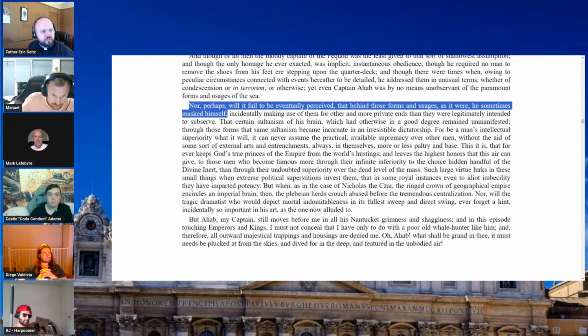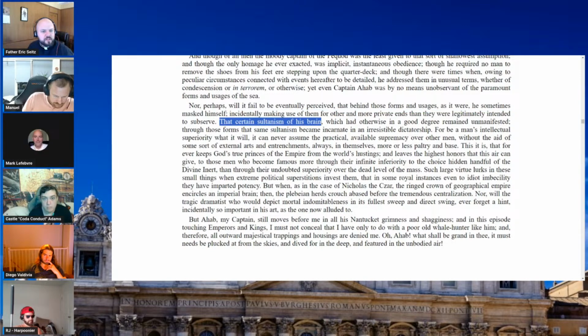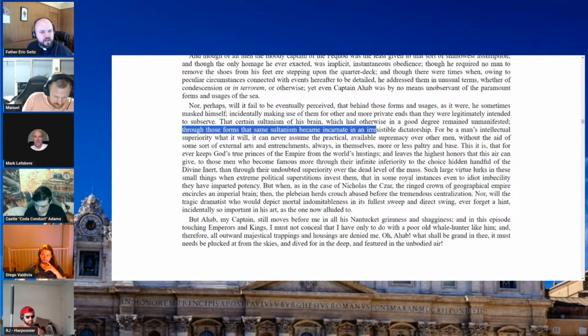Nor perhaps will it fail to be eventually perceived that behind those forms of usages, the traditions of the Navy and the captaincy, these different levels of things, as it were, he sometimes masked himself, incidentally making use of them for other and more private ends than they were legitimately intended to subserve. That certain sultanism of his brain, which had otherwise in a good degree remained unmanifested, through those forms, that same sultanism became incarnate in an irresistible dictatorship, because there's no longer that other power on the ship that can counterbalance the captain anymore.